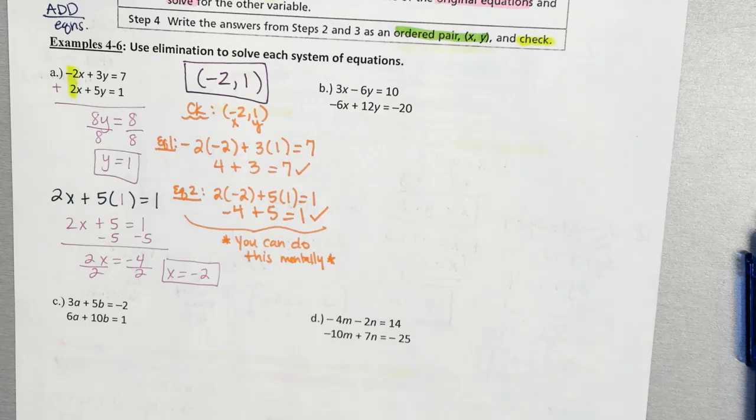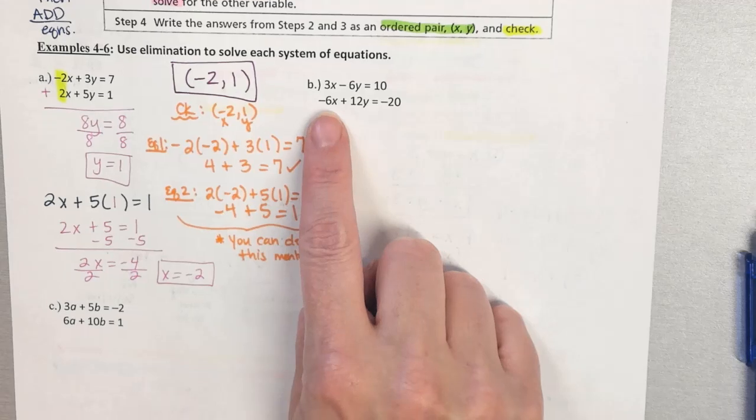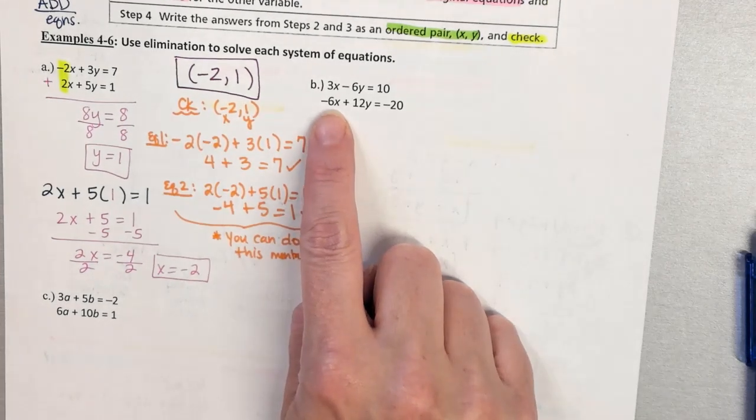For part B, we're going to eliminate the x's. So we just want them to be opposite. If this is -6, the opposite of -6 is?